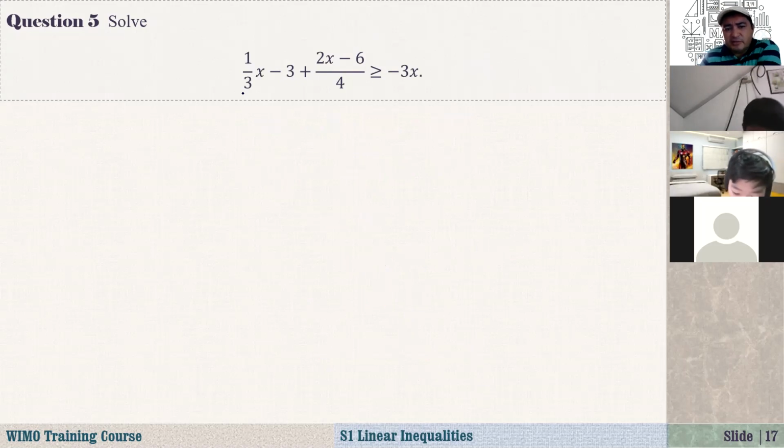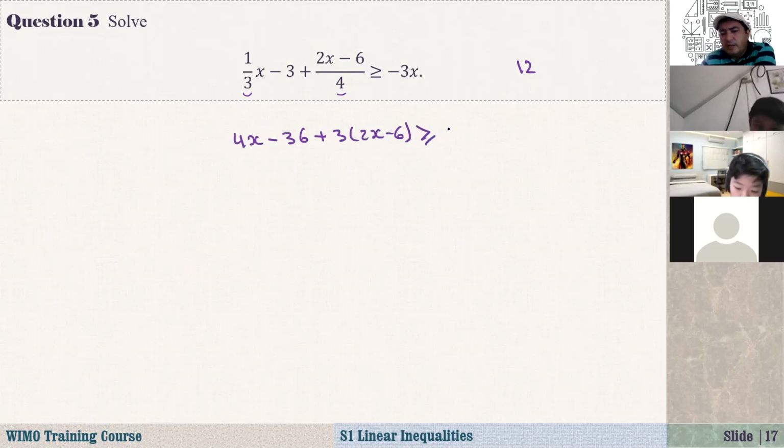So again, here I have 3 and I have 4. The least common multiple of 3 and 4 is 12. Let me multiply both sides by 12. So 12 times 1 over 3, I have here 4x minus 3 times 12, that is equal to 36, plus 12 times 1 over 4 is equal to 3, 2x minus 6 greater than or equal to 12 times minus 3x minus 36x, right?